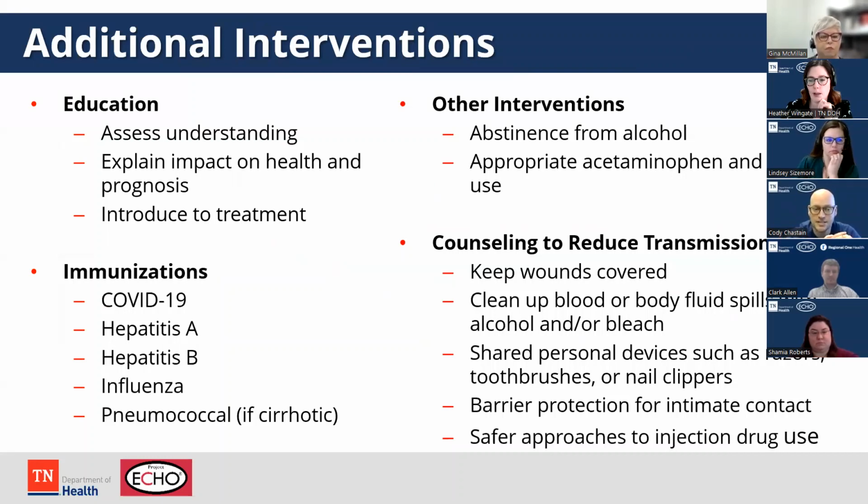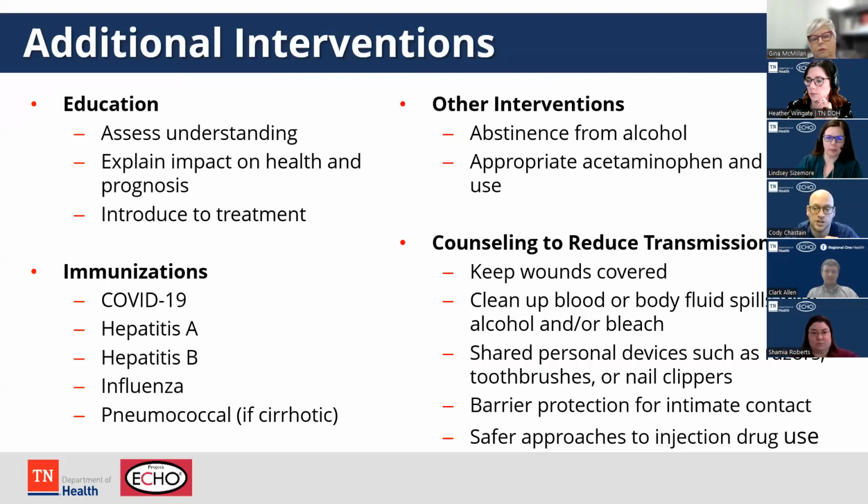Immunizations for things like COVID-19, hepatitis A, hepatitis B, influenza, as well as pneumococcus, specifically if a patient has cirrhosis, are all critical interventions that we can do to reduce harm. And other interventions like counseling about abstinence from alcohol and appropriate use of acetaminophen, as well as NSAID use, are really important elements. Counseling or reviewing transmission are things I give all my clients or patients during their first visit, telling them to keep their wounds covered, to clean up blood or body fluid spills with alcohol and/or bleach, to avoid shared personal devices like razors, toothbrushes, or nail clippers, to use barrier protection for intimate contact.